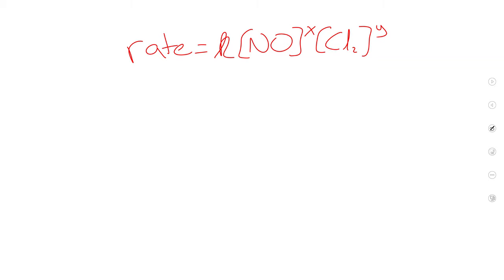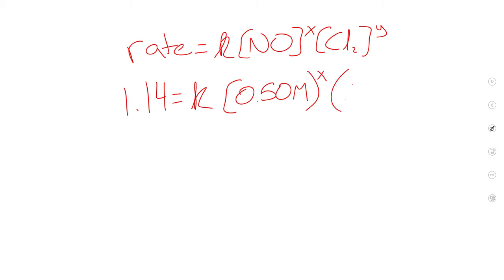So if we want to solve for X or Y mathematically, we start plugging in numbers, and we're going to do it as a system of equations. If we just know a rate, 1.14, equals K times, and it was 0.5, 0.50 to the Y. This is just one equation that has three unknowns in it. We can't solve for the unknowns and get an actual value for any of them. We have three unknowns, so we need at least three equations to do that.